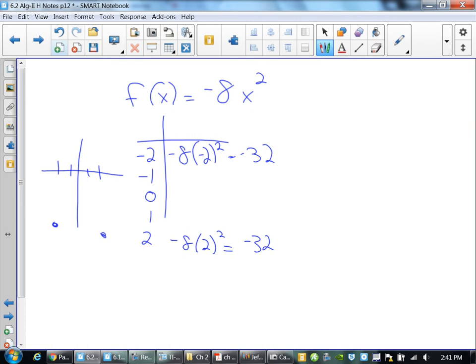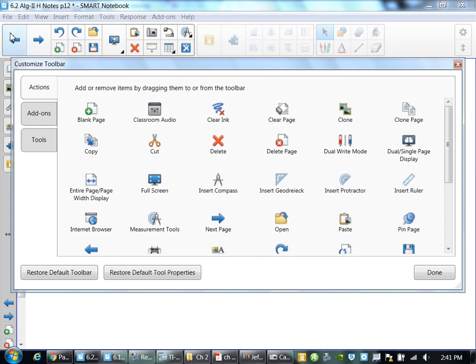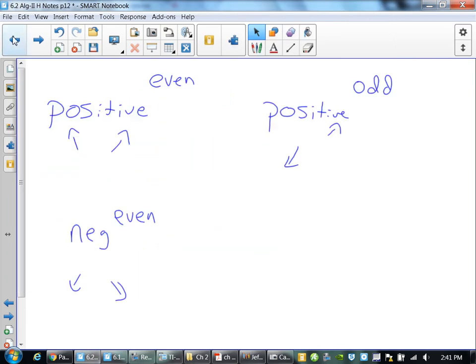Did I still have one more to write out? Yeah. The last one we have is negative to odd. What's negative to odd then? Up and down. Up, down.